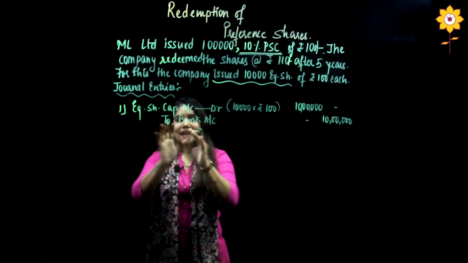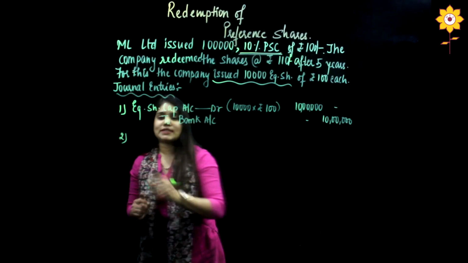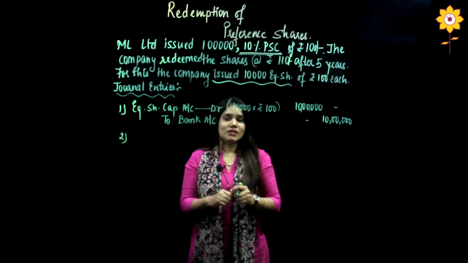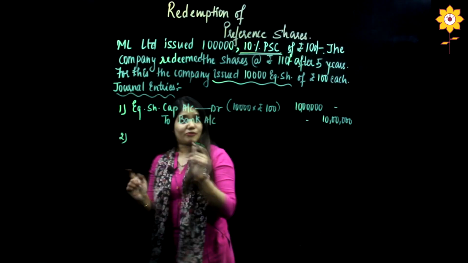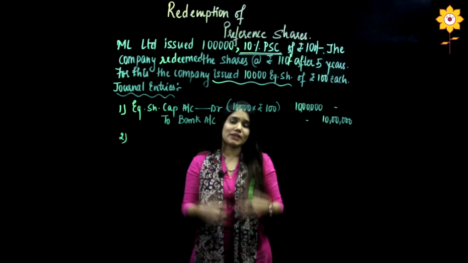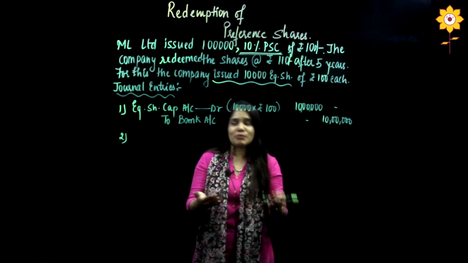Now, once I have the money with me, I can go for the redemption procedure. In the redemption procedure, I won't be making the payment first. First, I will take my preference shares back from the shareholders and then I will give the money to them.